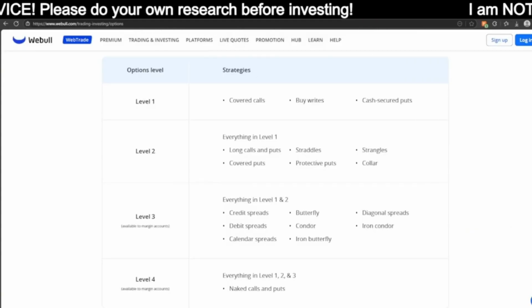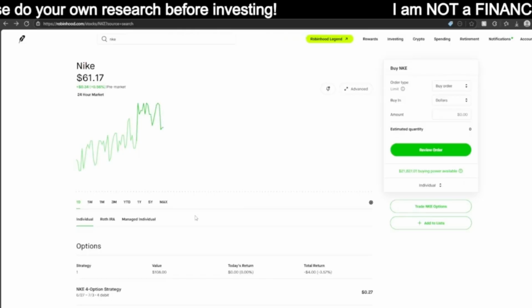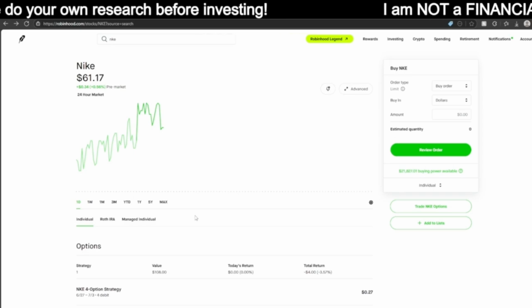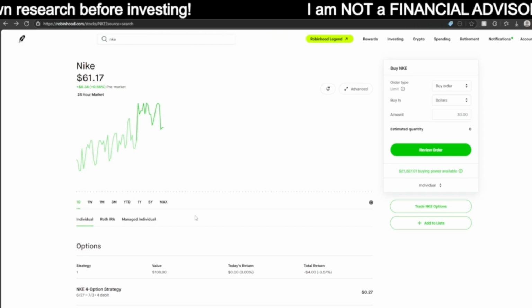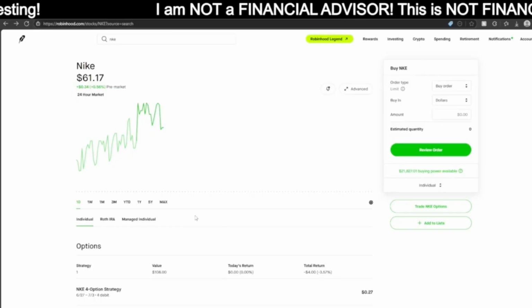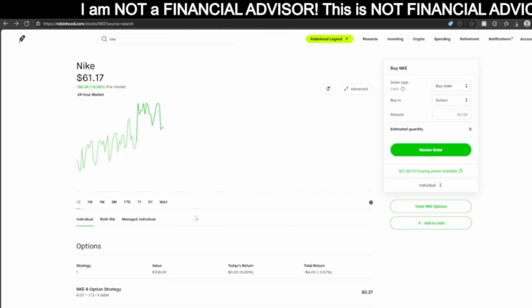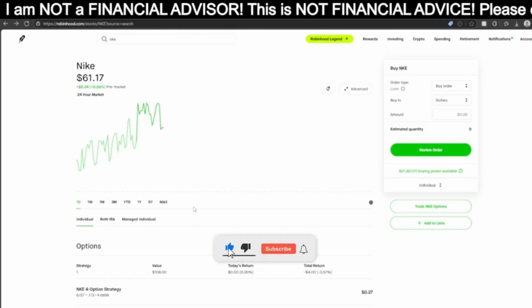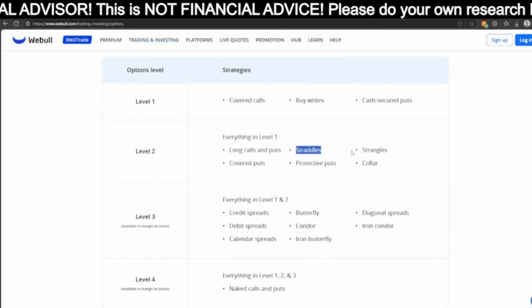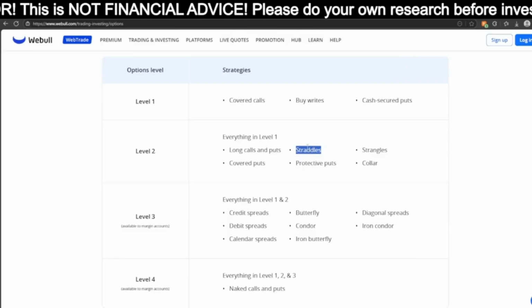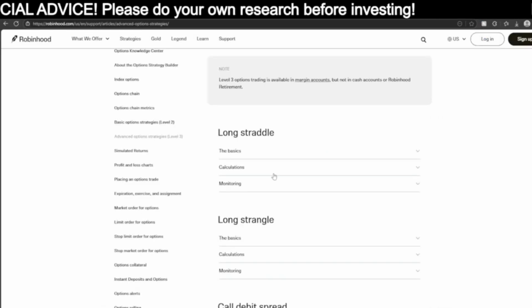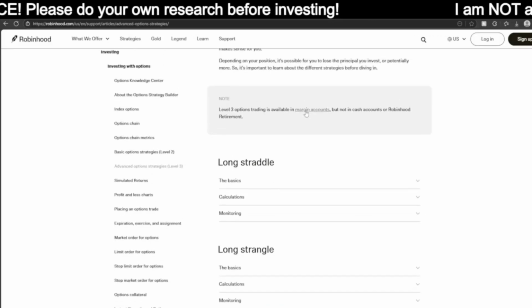Straddles and strangles are actually a little bit easier to manage and work with because they just make more sense. So let's take a look at ticker symbol NKE, which is Nike. Nike stock, as you know, has Jordans and the athletic wear, and it's very popular. Everybody knows Nike, the nice Nike swoosh and all that. So how is this going to work? Straddles and strangles have very similar names, and they work in level 2 for Webull and level 3 for Robinhood, and again, you need a margin account.